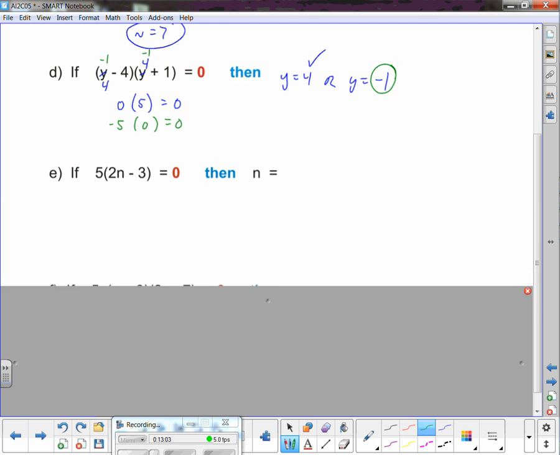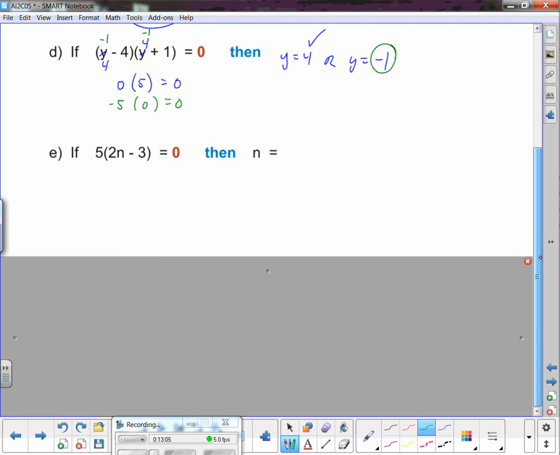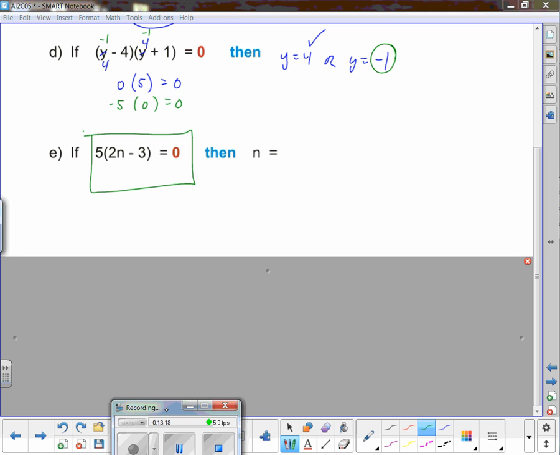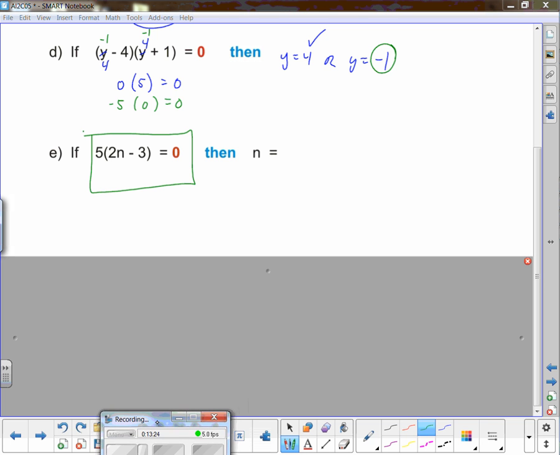Okay. Next scenario. All right, how about E? Here's what we've got. 5 times quantity 2n minus 3 equals 0. I'm going to give you a second. I'm going to pause the video. You should pause it at home and figure out what in the world that is. Okay, so I didn't give you a ton of time here in class. How many of you have an answer? Let me see your hands.